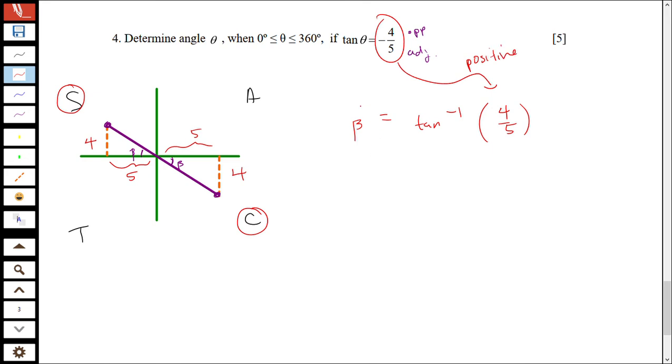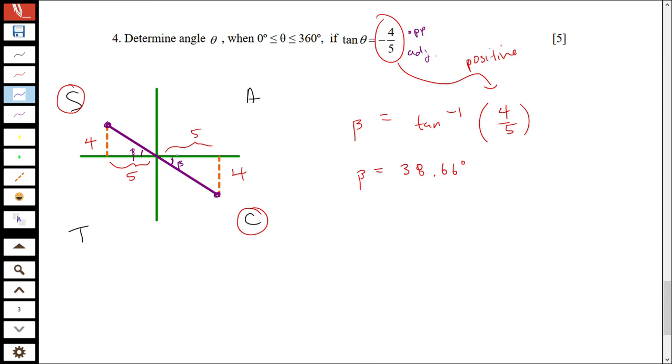Okay, so let me take my calculator. I'm going to do inverse tan 4/5. Make sure you use brackets when you're doing inverse tan: bracket 4 divided by 5, and then close the bracket, because if not, then you're doing something else. So my beta is going to be, rounded, which is fine, 38.66 degrees. Now we have to actually find our theta.